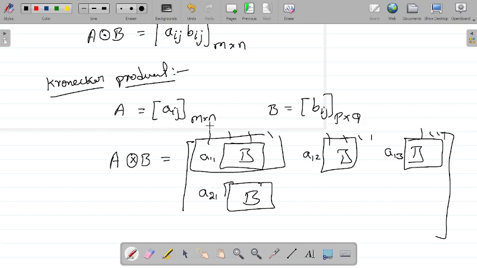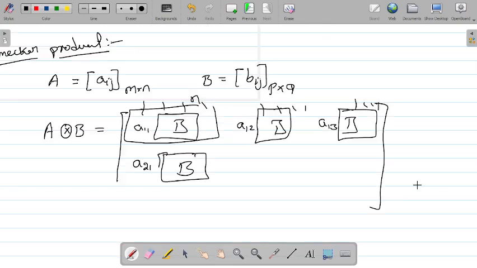I said A is a matrix of size m by n. So in A there are n columns, and in B there are q columns. So n appears q times. Yes, so there are nq columns. Similarly, if you look at rows, there will be mp rows. So you'll get a big matrix.